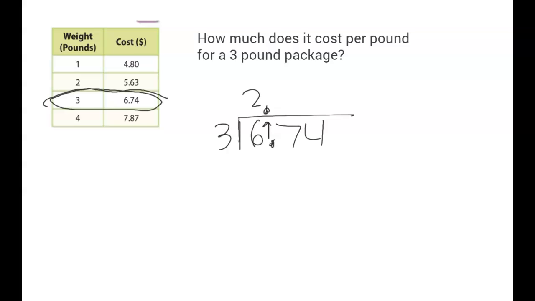2 times 3 is 6. Subtract, I have a 0. I'm going to go ahead and bring down, that is an acceptable number to have. It's less than the 3. Now I'm going to bring down the 7. How many times does 3 go into 7? And that goes into it 2 times.